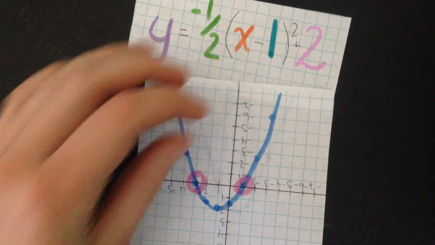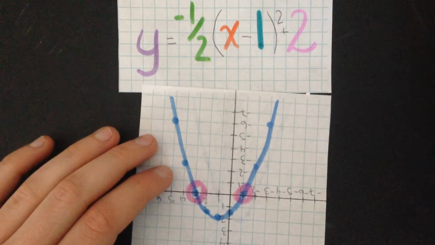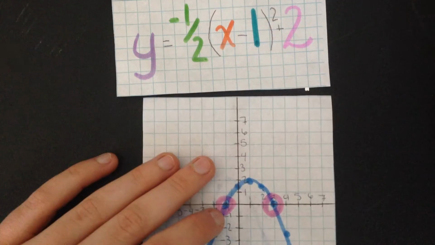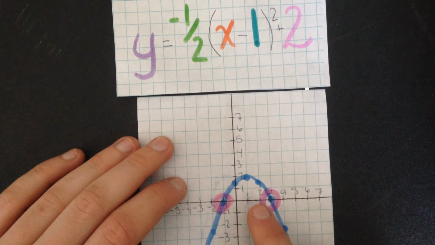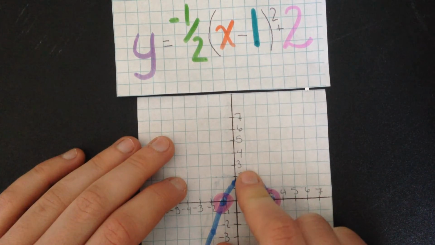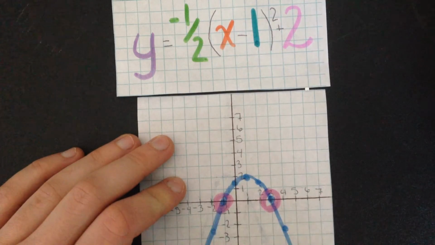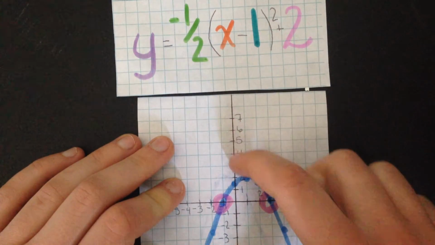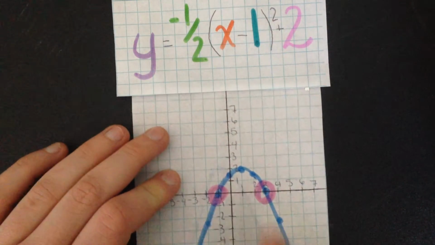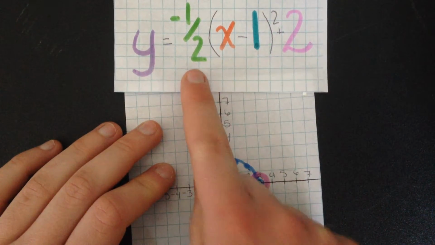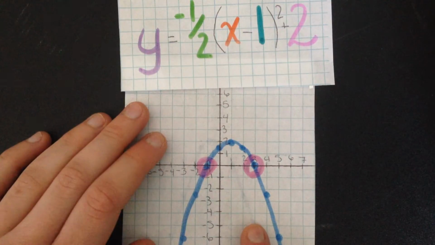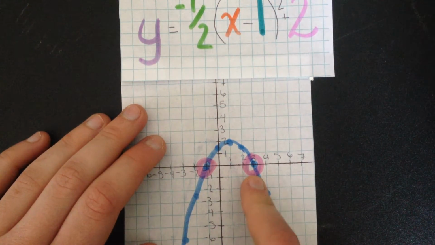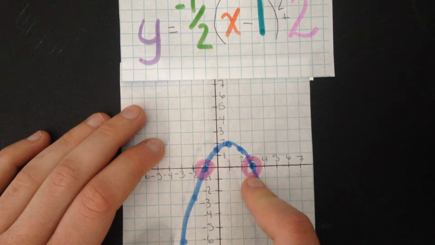So I graphed this equation, where you can see the vertex is (1, 2). It opens downward because the a value is negative, and it has a vertical compression by a factor of 1/2. As you can see, our x-intercepts are -1 and 3. Now let me show you how to solve for them algebraically.